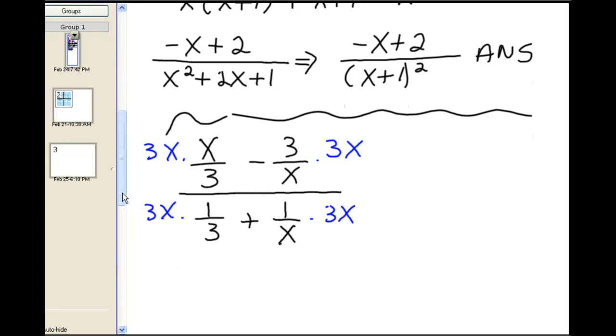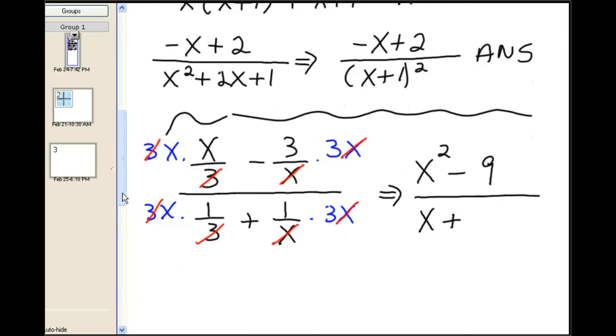We can see the 3's will cancel, and we're left with x squared. We then have minus, the x's cancel, we have 9. The denominator, the 3's will cancel, you'll have x plus, then we see the x's cancel, and you're left with 3. Now this needs to be simplified.